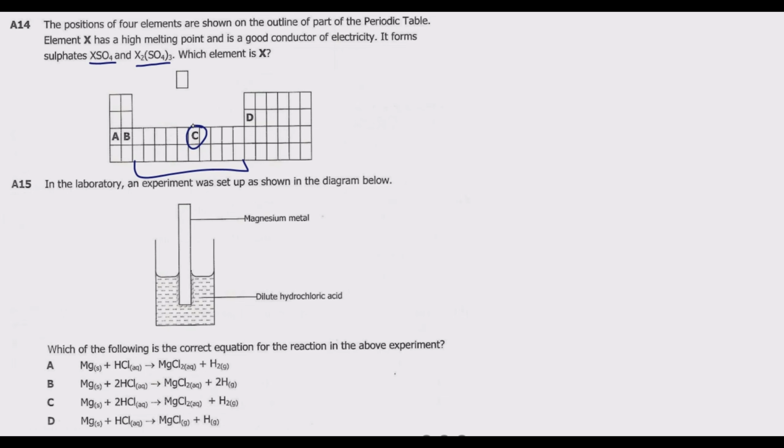If it was A, it was going to be like this. If it was B, it was just going to be 1, which is this sulfate. Then it cannot be D.